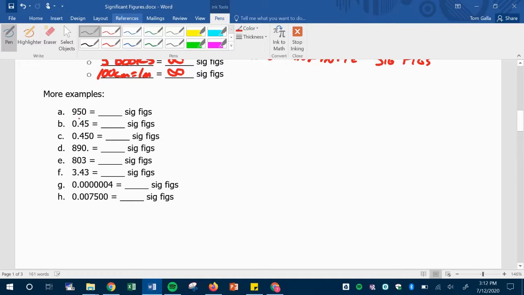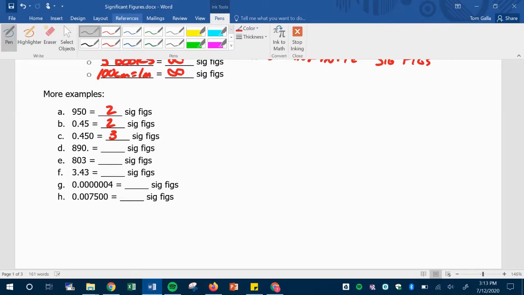And so we got 950 with no decimal point. So remember that goes back to our trailing zeros. And so our trailing 0 doesn't count because there's no decimal point, which means there's only 2 sig figs here. Then our next one, we got 0.45, also only has 2 significant figures because remember the leading 0 doesn't count according to rule number 2. Then we have 0.450. Now by adding this 0 after this decimal point, that does mean it is significant because there's other non-zero digits in front of it. So that means that this has 3 significant figures.